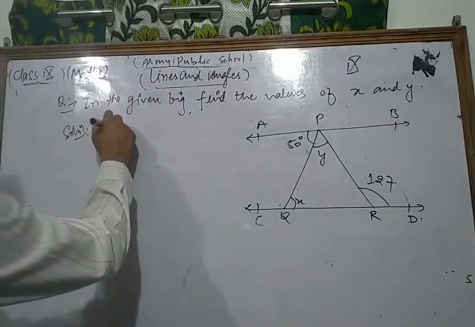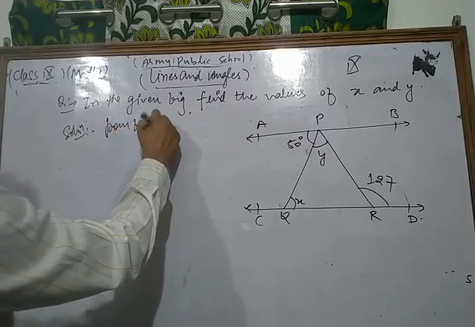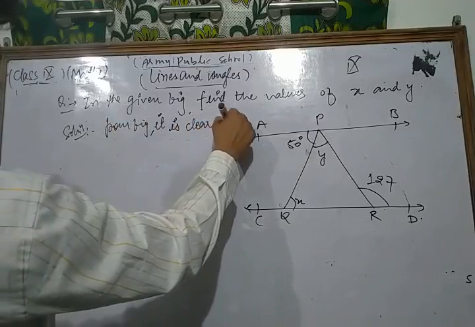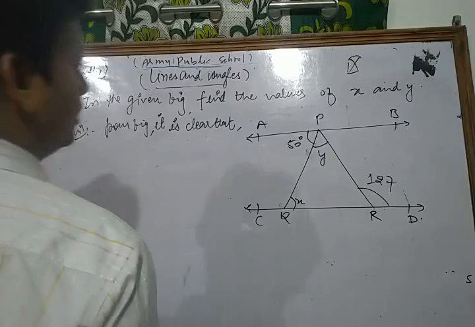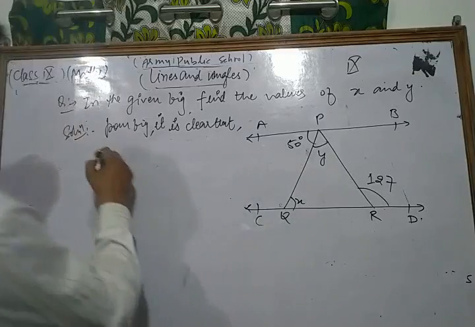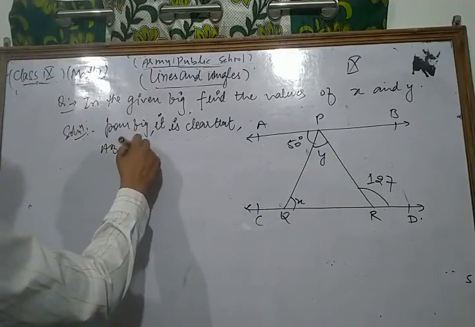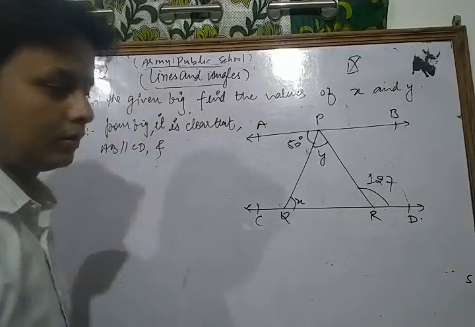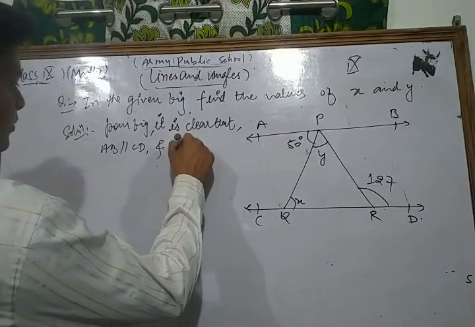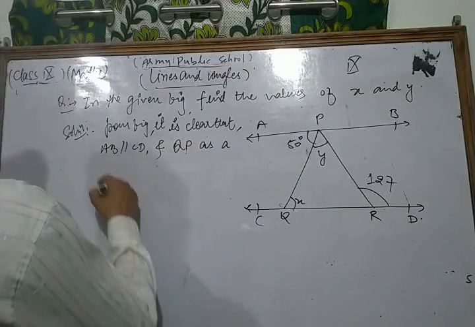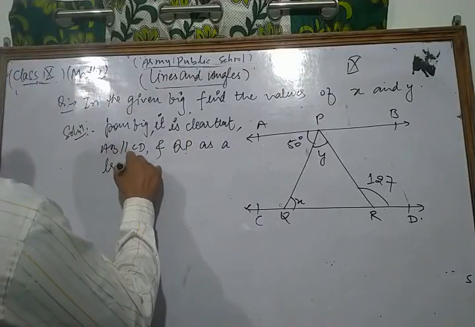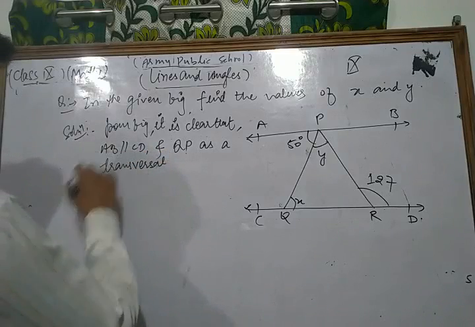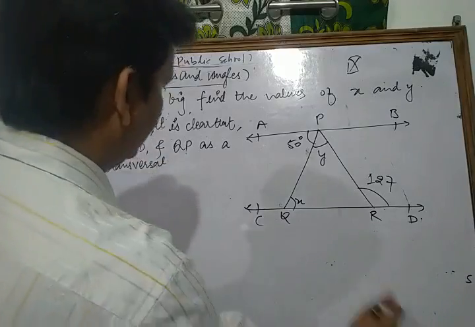Now from the figure, it is clear that AB is parallel to CD, and QP is a transversal.